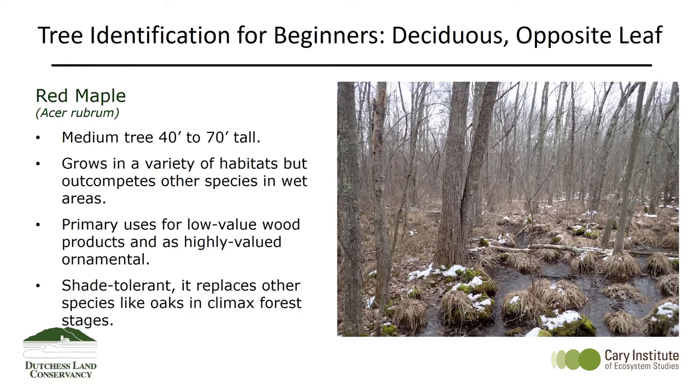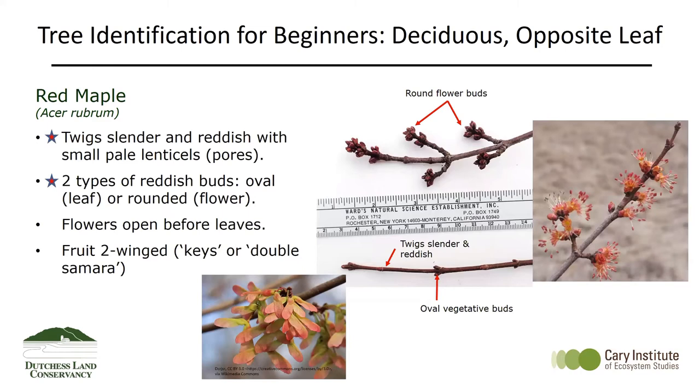Red maple is primarily used for low-value wood products, but it is highly valued for its fall foliage, and so it's an important ornamental. And like sugar maple, it's shade tolerant, and so it becomes a dominant in later stages of forest development. Red maple is easily identified from sugar maple and the other maples by looking at the twigs.